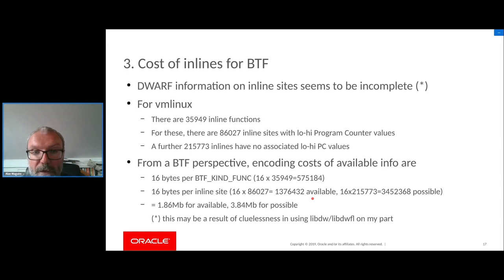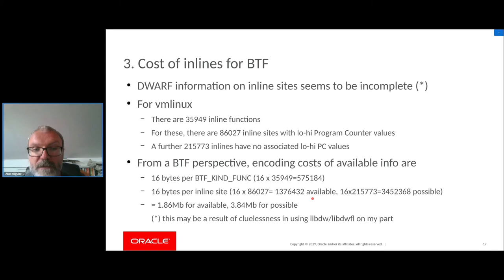When I ran some experiments here, and this could be my own lack of ability in using the elfutils libraries, it seemed like there was a lot of information missing for inline sites. For the vmlinux image, there are about 36,000 inline functions. For those, there are about 86,000 sites which have the program counter values for the start and end, which are basically what we would use to identify which functions they fall within. There are another 215,000 though that don't have those values, so in those cases, things would be incomplete. A concern here is that if you're specifying a probe for all the inline sites associated with a function, you don't want to deal with just 40% of them, or even less than that. So we need to look into that a little more and figure out what's going on there.